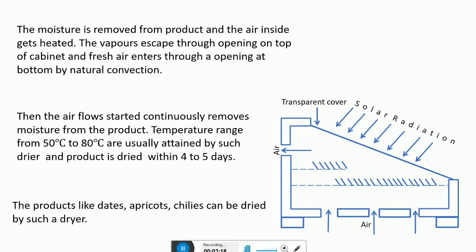And the principle is the same here, that is, solar radiation or solar energy is converted into heat energy, and that heat energy is supplied to this agricultural product so that the moisture can be removed and it becomes dry.